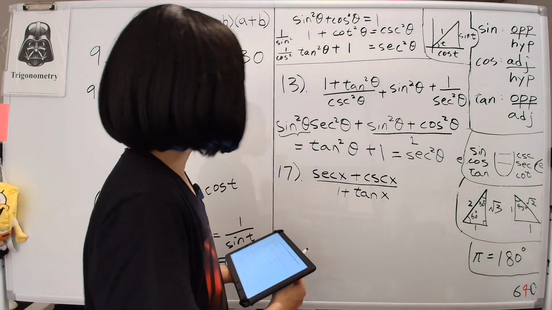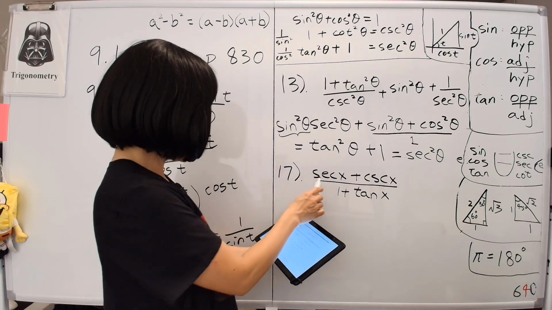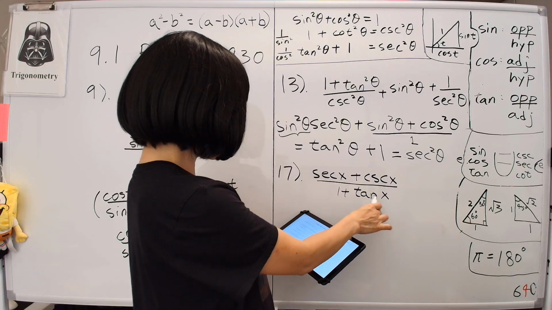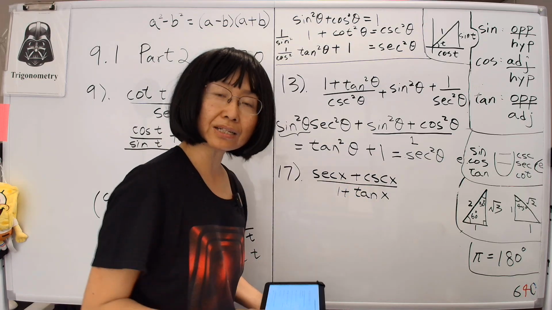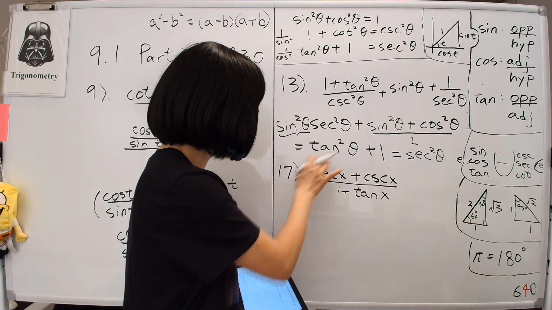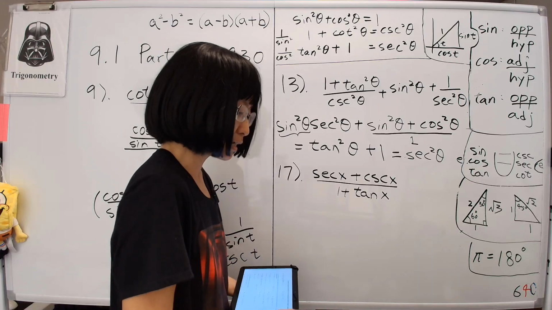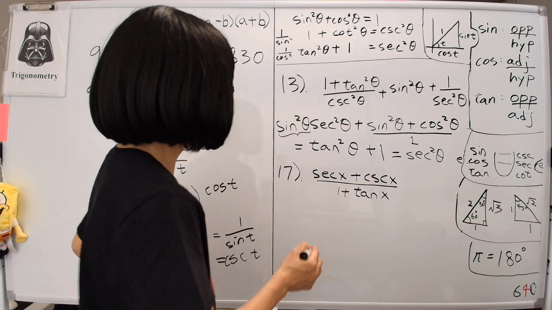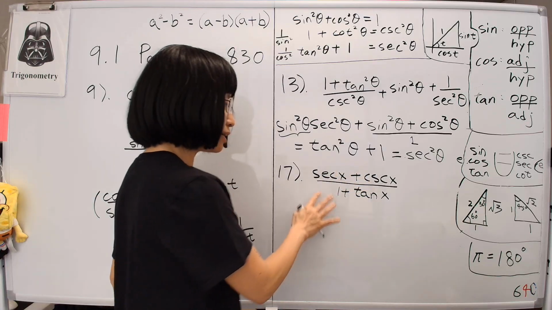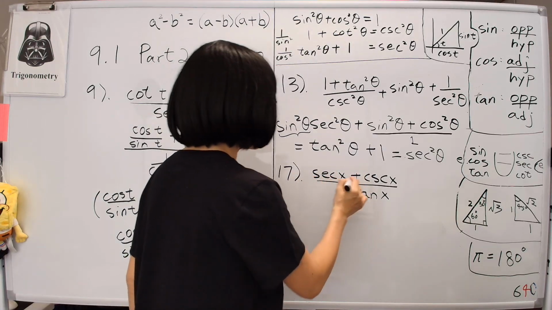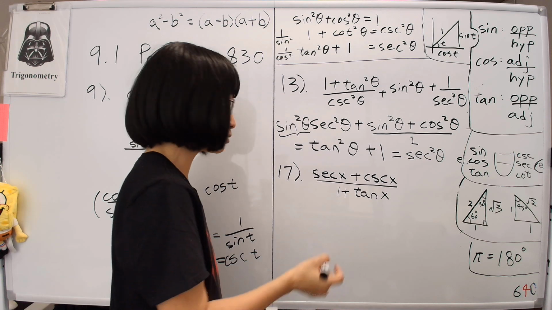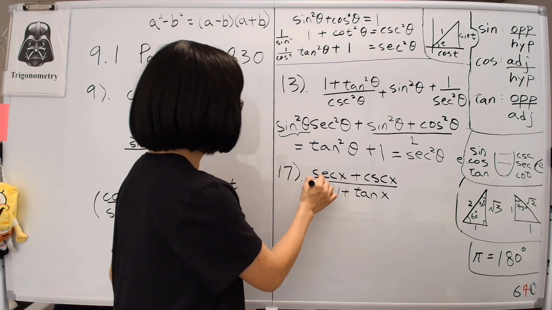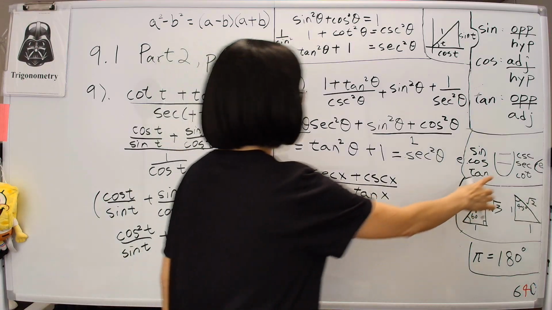So next, let's look at problem 17, where we have secant x plus cosecant x divided by 1 plus tangent x, and we want the result in terms of sine x. So we want everything to somehow be turned into sine x. Let's give that a try and see how that happens. Now we'll change everything into sine and cosine, especially since our result is supposed to be in sine x. Secant is 1 over cosine.